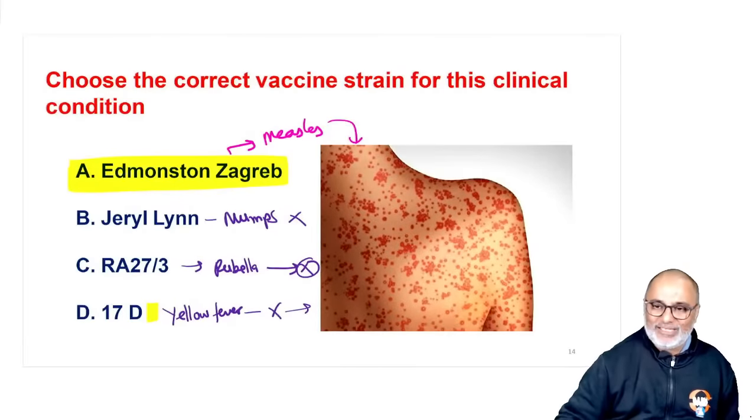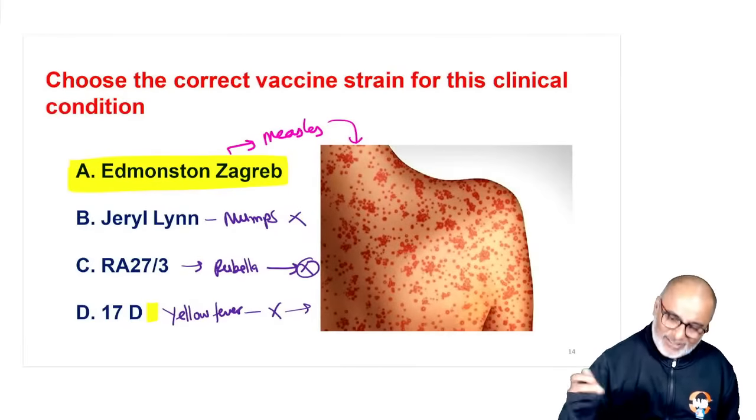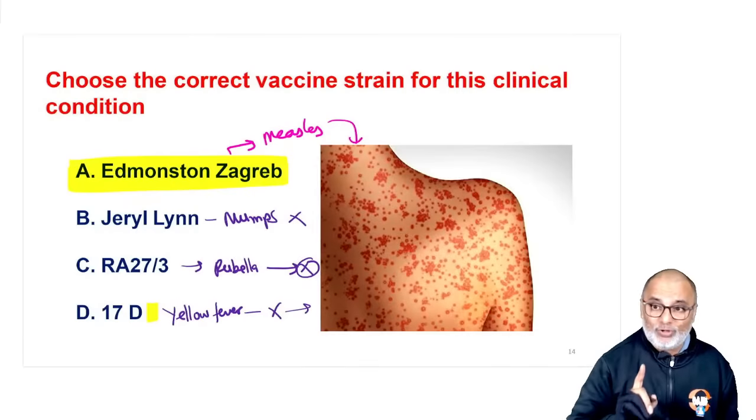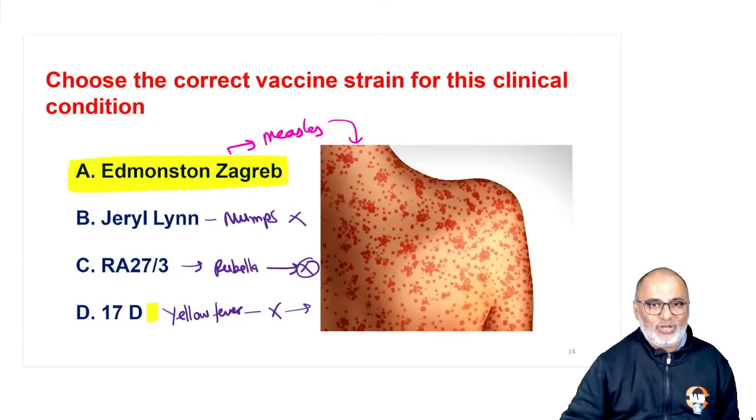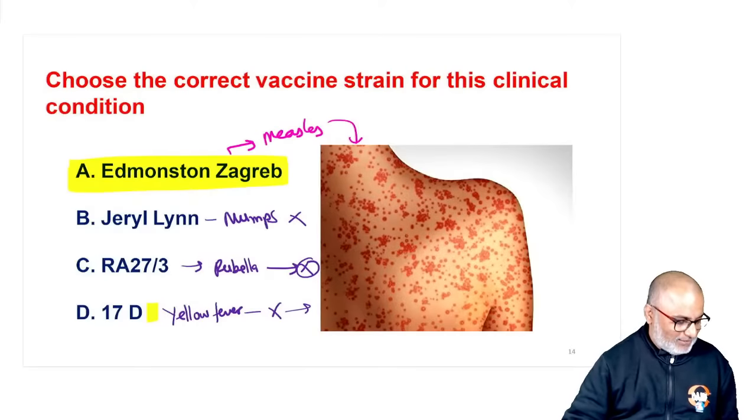A lot of discussions will be there. If you want to discuss the complications, SSPE, like that, we can discuss. So Edmonston, you should know all vaccine strains. Park-Williams 8 for Corynebacterium diphtheriae, like that.